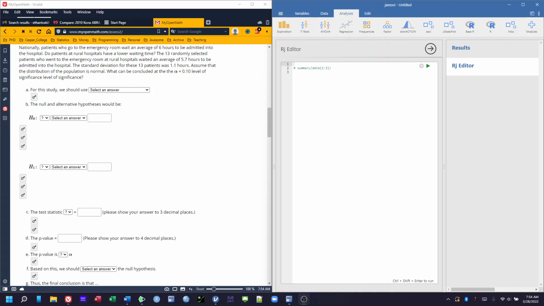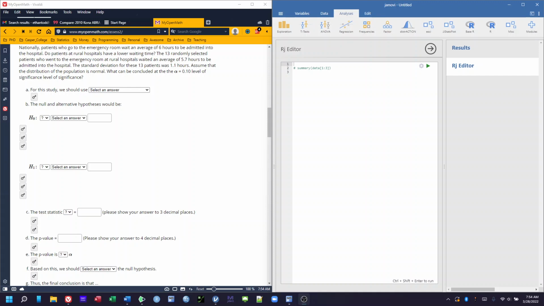It says naturally patients who go to the emergency room wait an average of 6 hours to be admitted into the hospital. The patients in rural hospitals have a lower waiting time. The 13 randomly selected patients who went to the emergency room at rural hospitals waited an average of 5.7 hours to be admitted to the hospital. The standard deviation for these 13 patients was 1.1 hours. Assume the distribution of the population is normal. What can be concluded at the alpha level of 0.1?